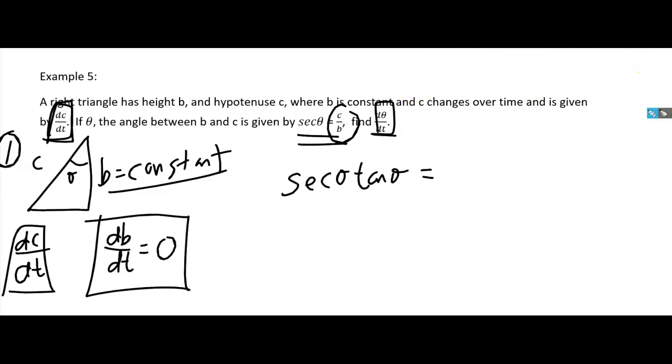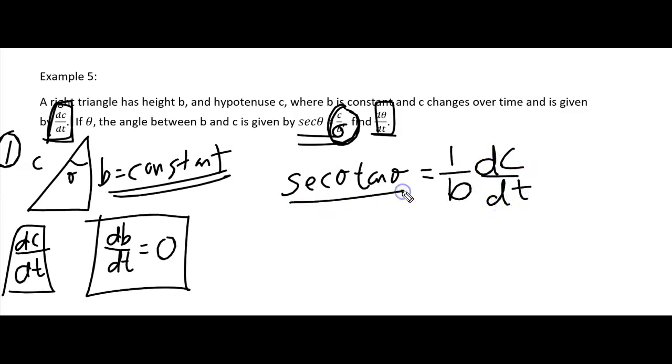Usually, if I saw two variables here like this, I would do quotient rule, but I'm not going to, because that b is actually not a variable, it's a constant. We just don't know what it is. So it's 1 over b, and c is our variable, right? And so when we take the derivative of that, it's going to become 1 over b dc dt.